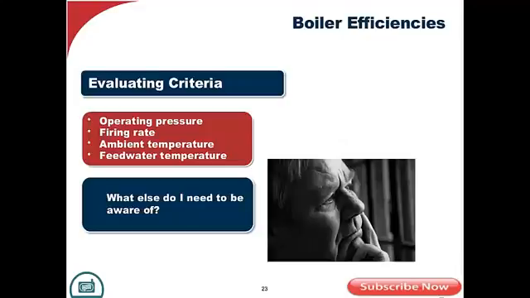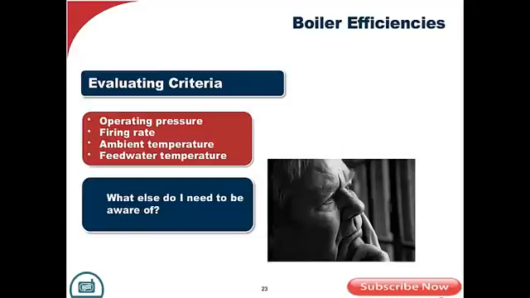So let's say that we're looking at the stack temperature coming out of that boiler. The stack temperature in an efficient boiler is going to run anywhere between 50 and 100 degrees above the saturation pressure or temperature based on pressure. So when we're looking at efficiency and we want to evaluate it, the first criteria we have to look at is what's the operating pressure? Because that's got an equivalent temperature.